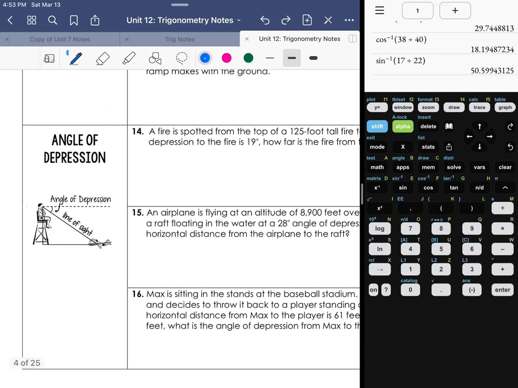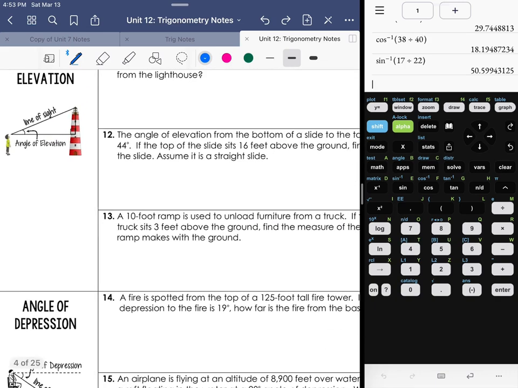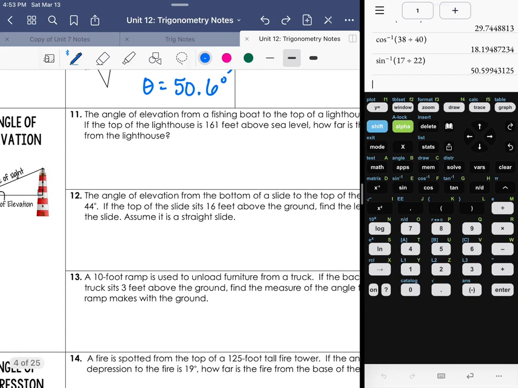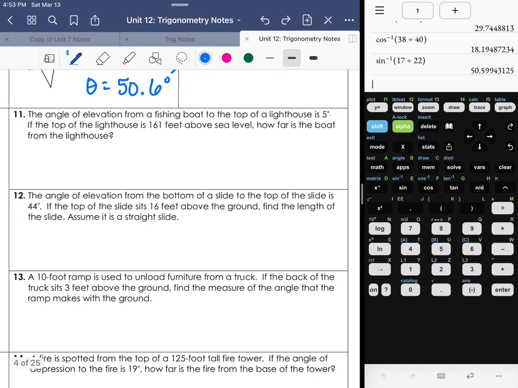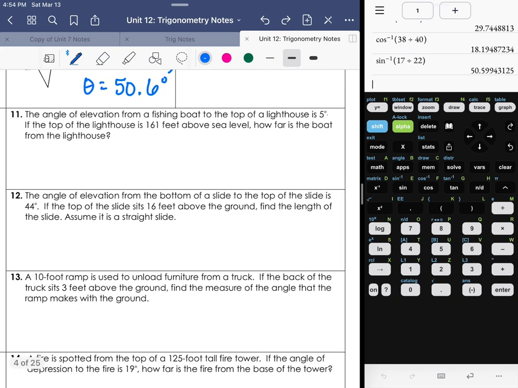Angle of depression is when you're looking down. So this guy's looking down at this swimmer. If he were to look straight, the angle of depression is that difference in his line of sight by looking down. I'm just going to do two of each of these real quick so that you get the gist. And if you have questions, definitely let me know.